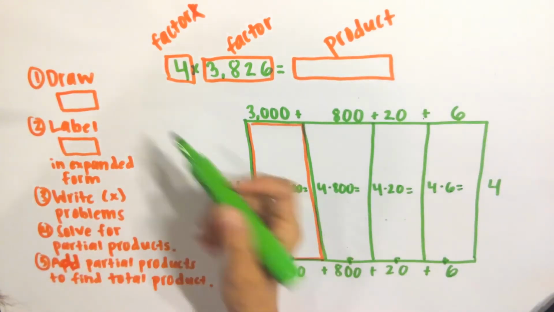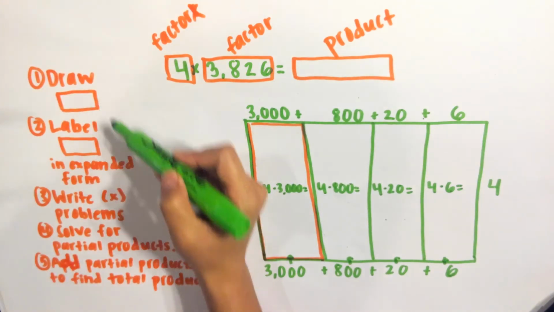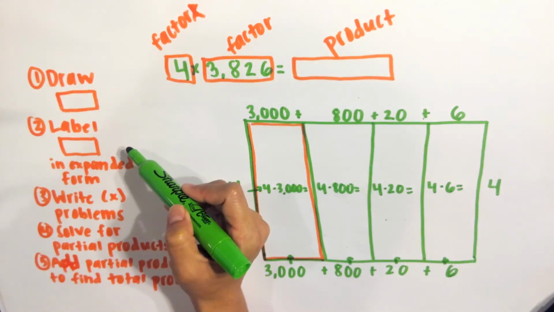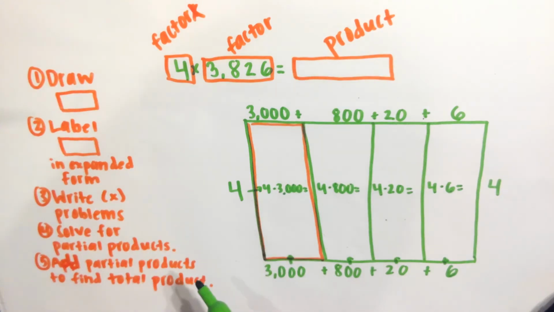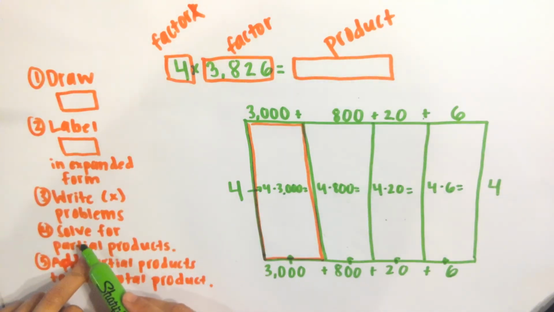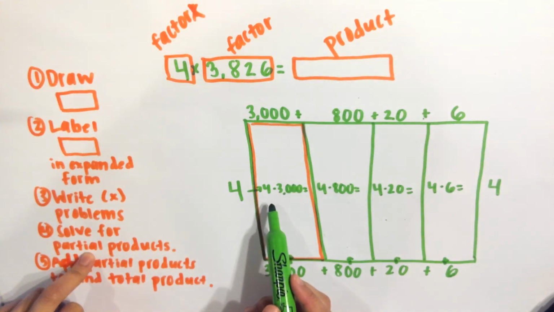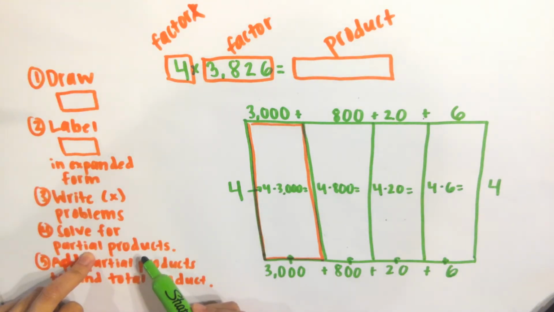All right, so I drew my area model. I labeled my area model in expanded form. I wrote my multiplication problems. Now I'm on to step 4. Solve your multiplication problems to find the partial products. And this was another one of those academic vocabulary terms.